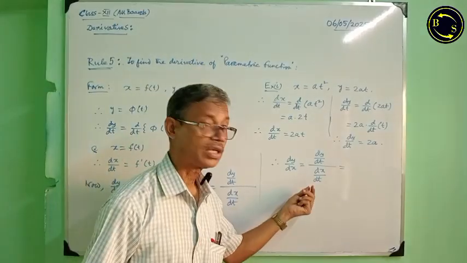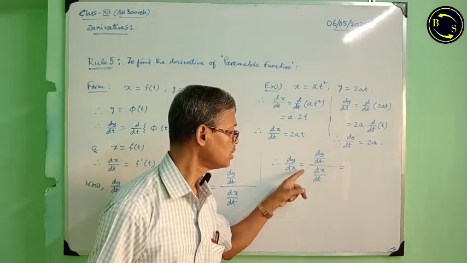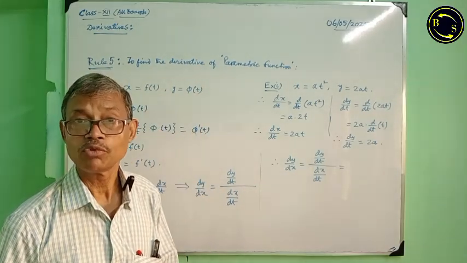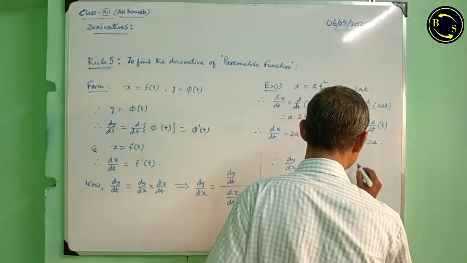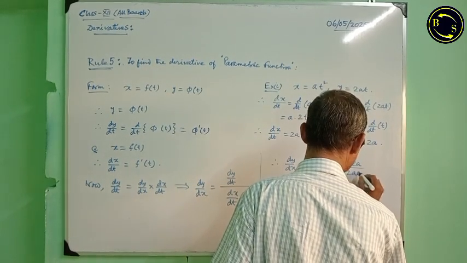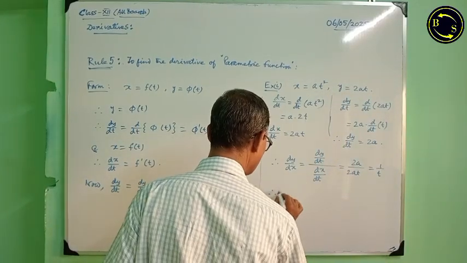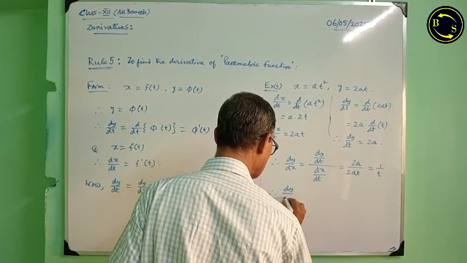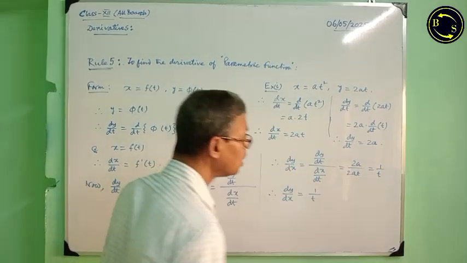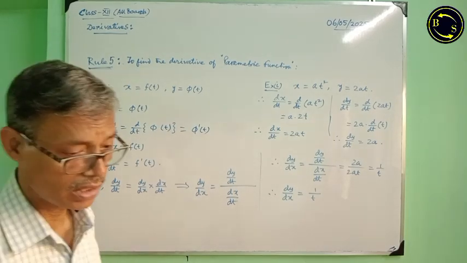Learner, I suggest first you write down this original form. dy/dx equal to numerator dy/dt, denominator dx/dt, then put value. Therefore dy/dx is equal to 1 by t. Finally we get dy/dx equal to 1 by t.